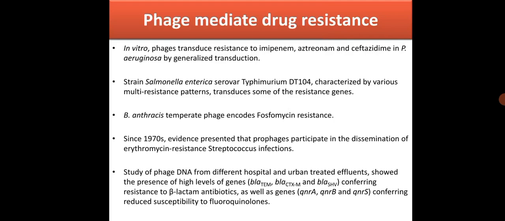Bacillus anthracis temperate phage encodes fosfomycin resistance. Since the 1970s, evidence has been presented that prophages participate in the dissemination of erythromycin resistant streptococcal infections. Study of phage DNA from different hospital and urban treated effluents showed the presence of a high level of genes conferring resistance to beta-lactam antibiotics as well as genes conferring reduced susceptibility to fluoroquinolones.